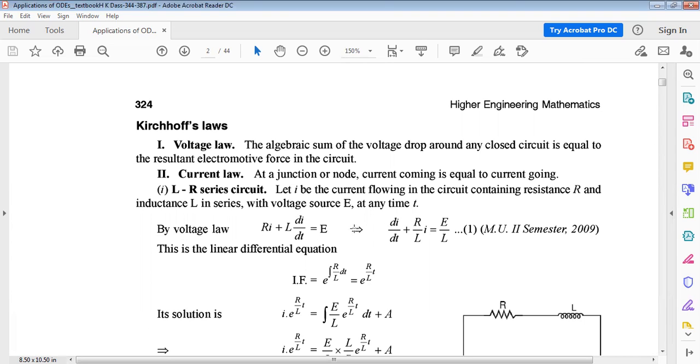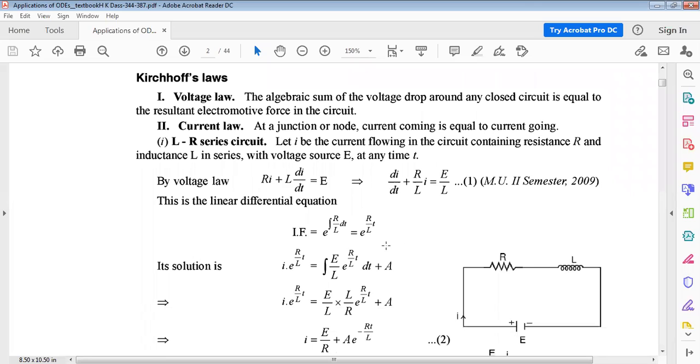So you can write this differential equation by dividing by L on both sides: di by dt plus R by L I equals E divided by L. This is a linear differential equation. We have solved linear differential equations in our previous classes. This is the dy by dt plus p y equals q type. Here p equals R by L. That means the integrating factor will be e to the power integration of p dt.